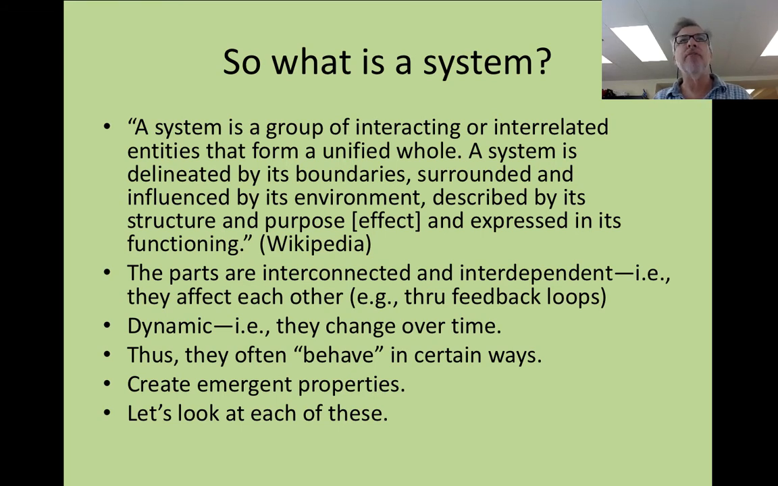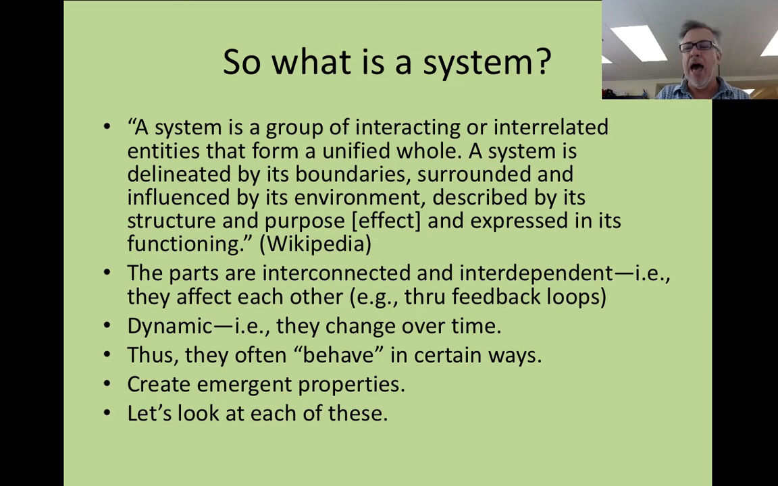What's amazing about this behavior is that the behavior of a system is often different than the behavior of the individual parts. And when the behavior is different than the individual parts, we call that an emergent property. The emergent properties are something we want to look for. And what's really fascinating about emergent properties is many times they are completely unpredictable. So let's look at each of these things and see what they mean in a little bit more detail.